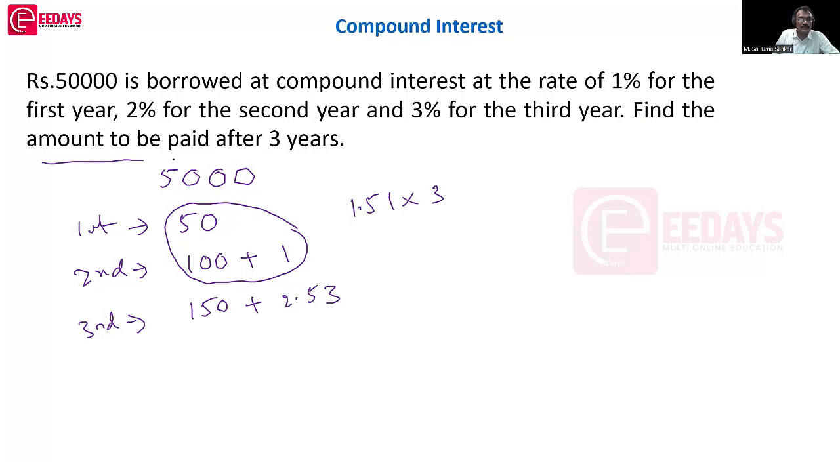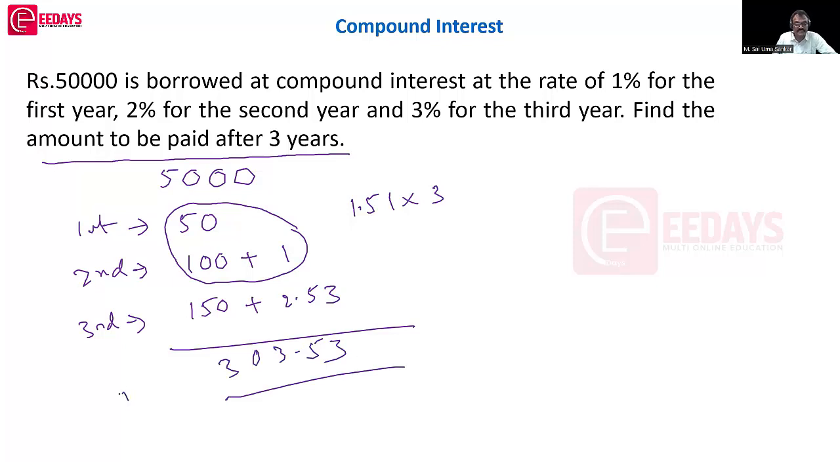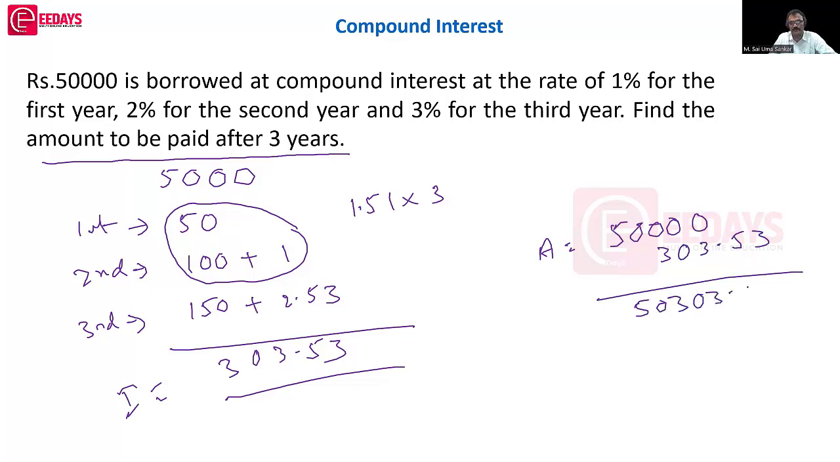Now what we require? Find the amount paid after 3 years. So what is the total interest? This is equal to 500 plus 1,010 plus 3,... This is the interest. But what is the total amount? That is equal to 50,000 plus the interest. So what is the answer? 50,000 plus 303.53, which is the required answer.